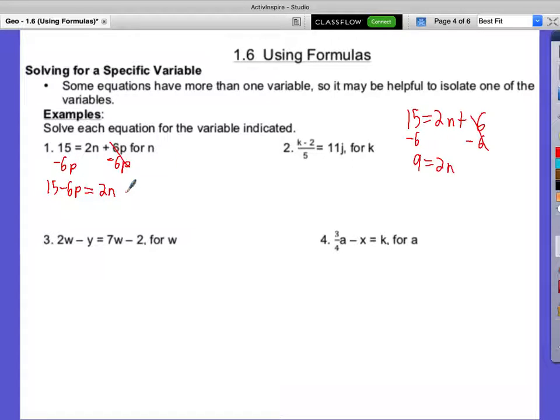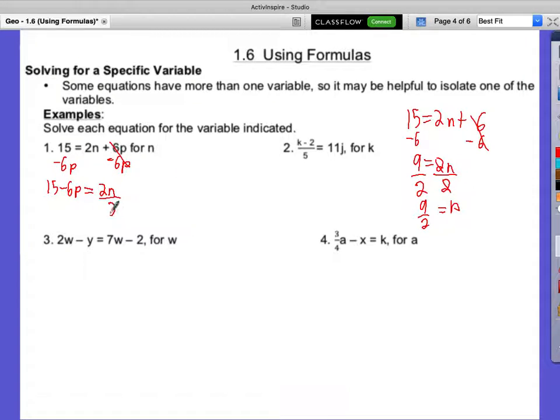Now, how would we get n by itself on this equation I made up over here? Divide by 2. Divide by 2. And we'd end up getting n to equal 9 over 2, right? So what are we going to do to get n by itself here?